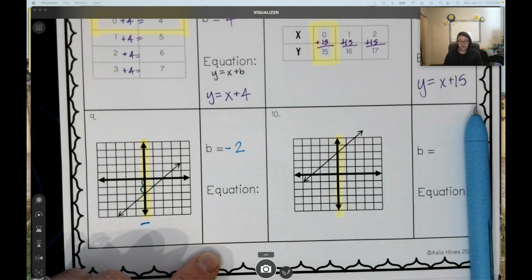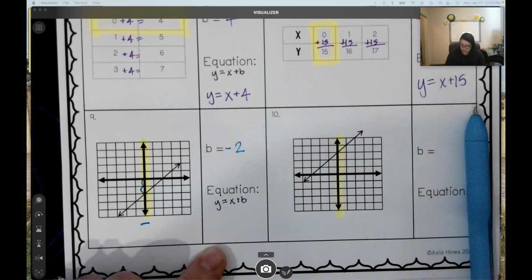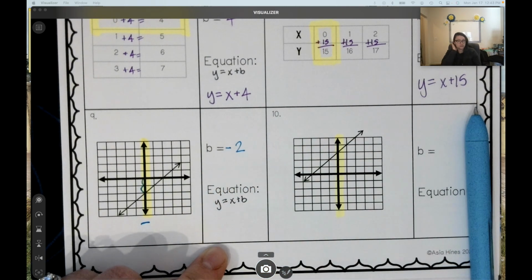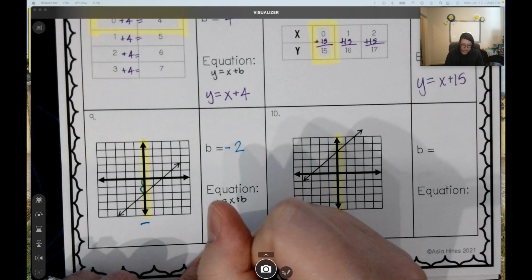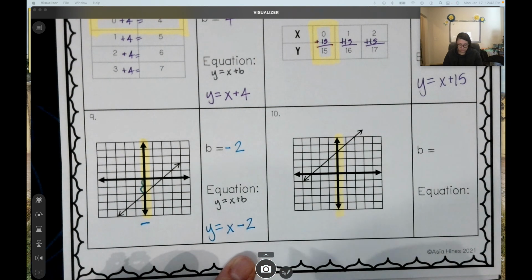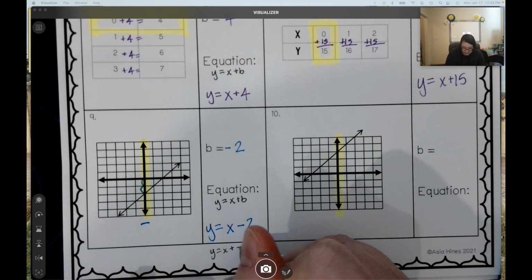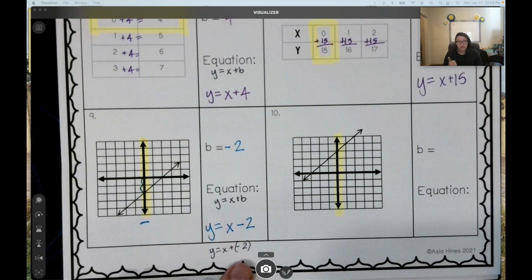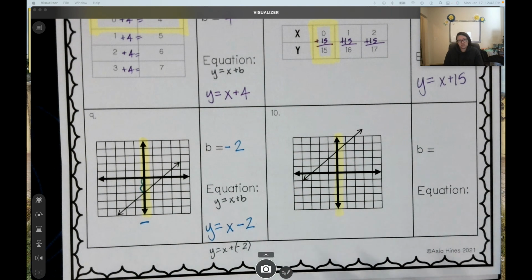So now we want to fill that into our equation. Again, y equals x plus b is our equation. We need to substitute b into that equation. So it should be y is equal to x minus 2. If you wrote y equals x plus a negative 2, that is also correct. You just won't see it that way on a test. On a test, you would see it as y is equal to x minus 2 because it's easier to write.